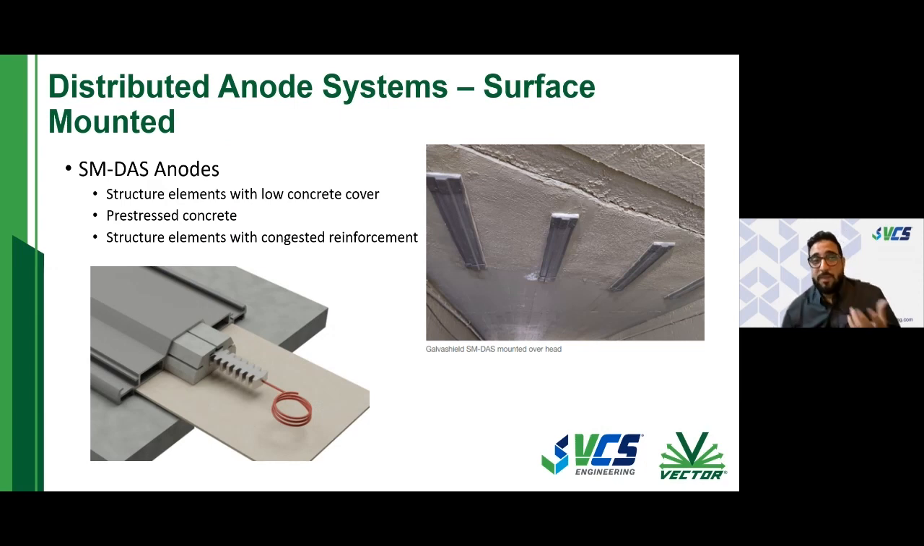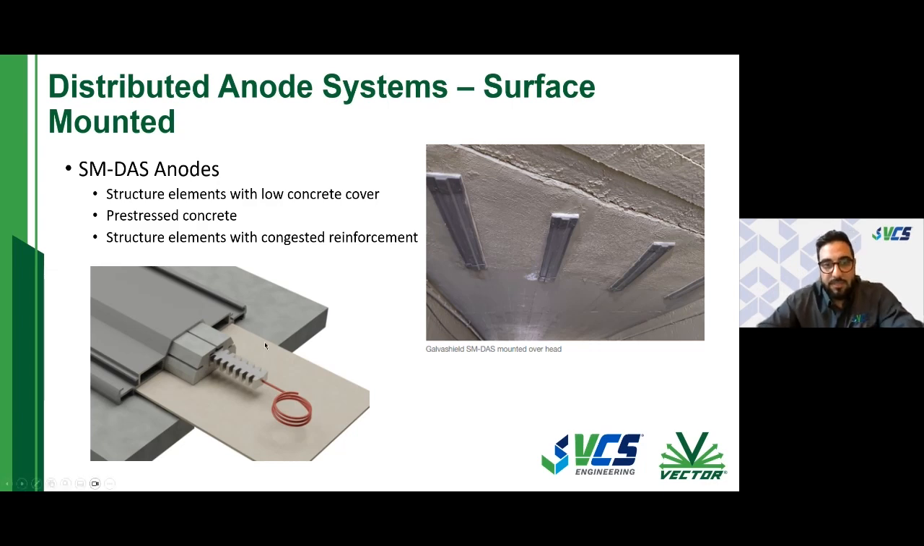And lastly, we have the surface-mounted DAS anodes. Again, these are distributed anode systems. They're the exact same type of anode, but just a different application. They're very useful for structures where we have low concrete cover, where we can't remove a lot of the concrete and install the anode in place. So we can just easily apply it on the surface in pre-stressed concrete elements, and also if we have structural elements that are heavily reinforced and we physically don't have enough space to put the anode inside the concrete, we can install the anode on the surface.